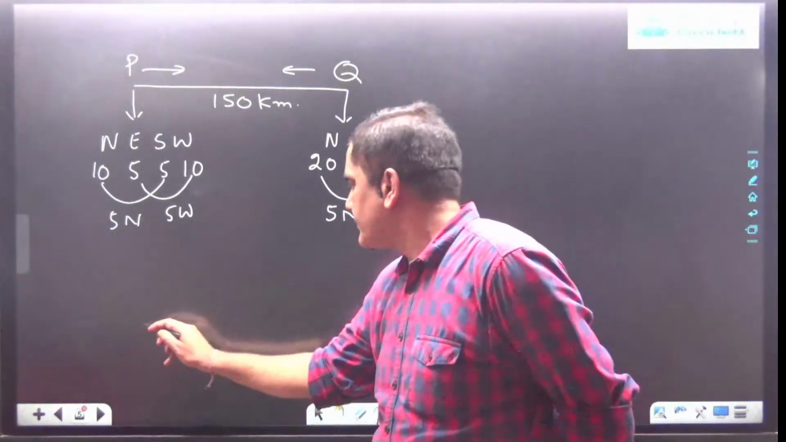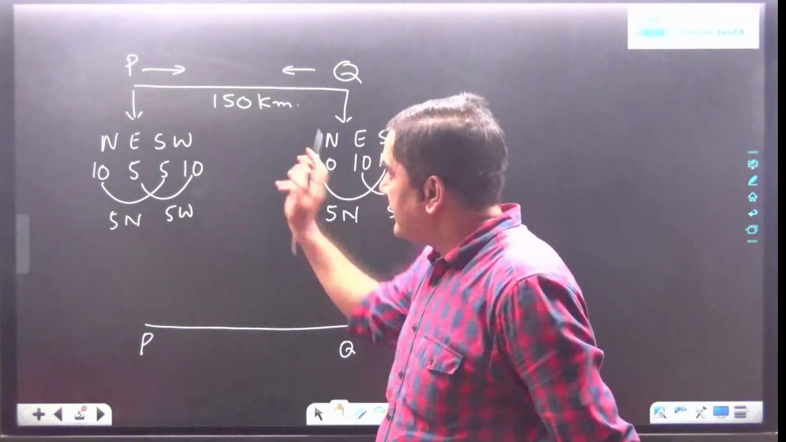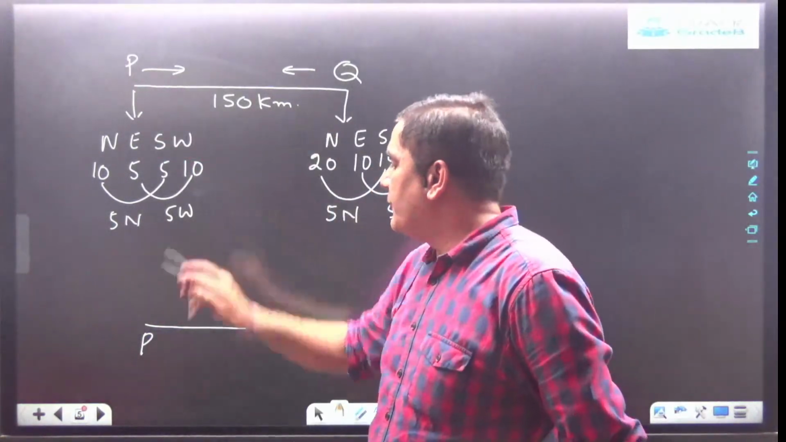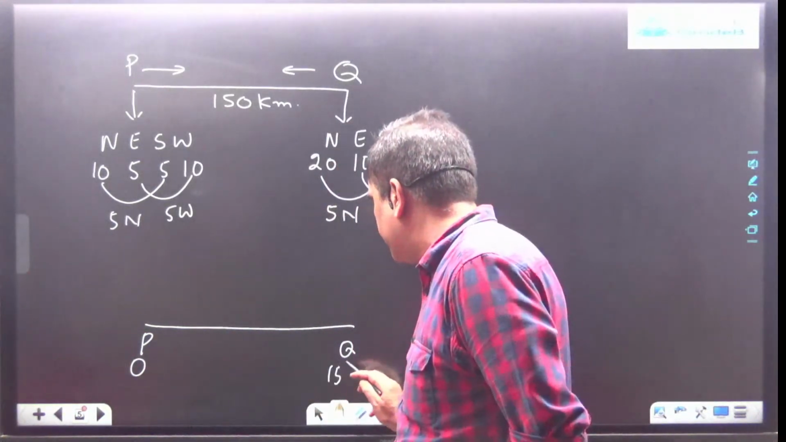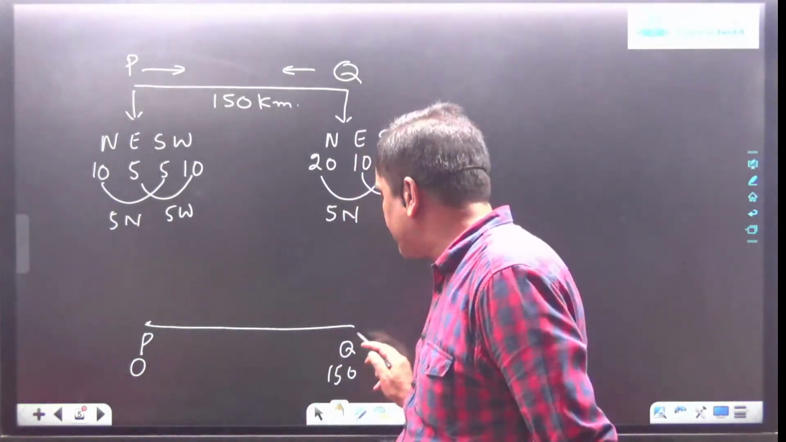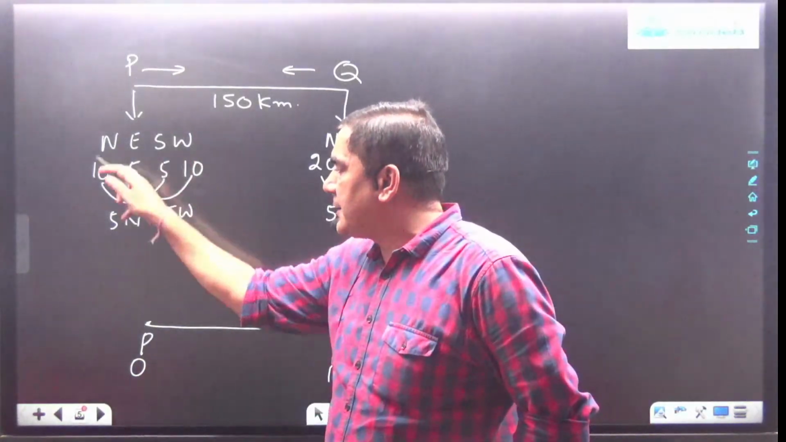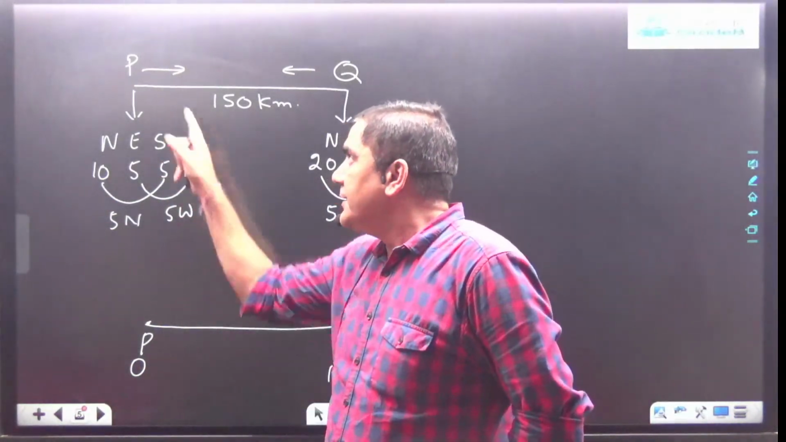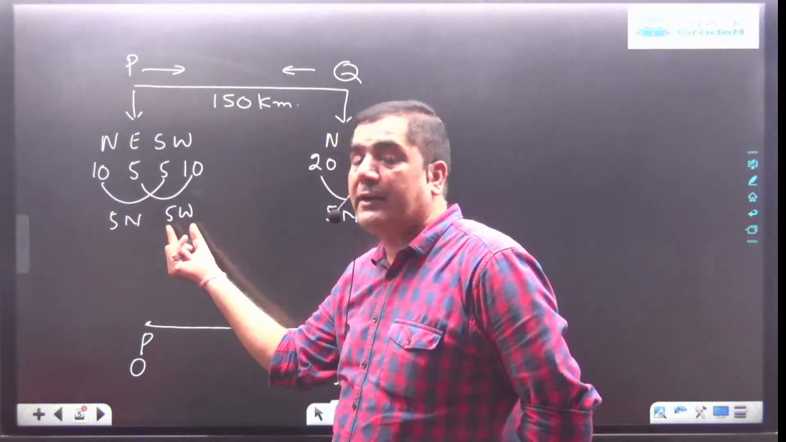Now here, this is P and this is Q. Since the distance between them is given to be 150 kilometers, I will assume this to be 0 and this to be 150. If this person has 0 kilometer, then this person should be at 150 kilometer. Now just see, for P, NESW says that the final result will be 5 kilometer north and 5 kilometer west.